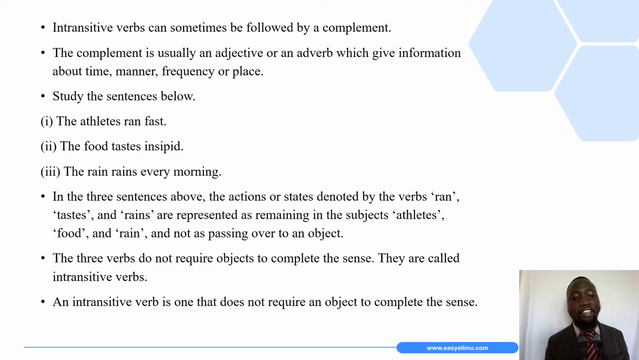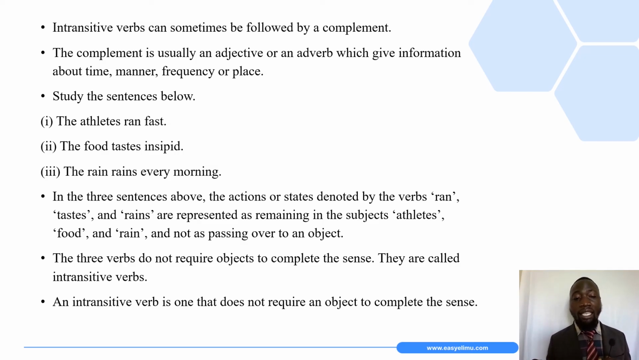So those verbs, that is in the three sentences above, the actions or states denoted by the verbs ran, taste, and rains are represented as remaining in the subjects, athletes, food, and rain, respectively, in the above sentences, and not as passing over to an object. So the three verbs do not require objects to complete the sense. So they also qualify to be called intransitive verbs. So just to summarize, an intransitive verb, dear students, is one that does not require an object to complete the sense.